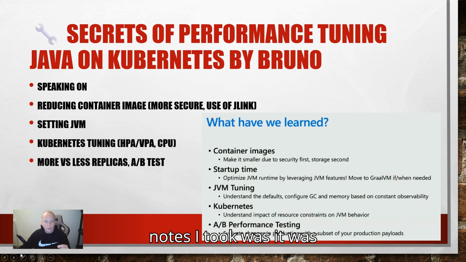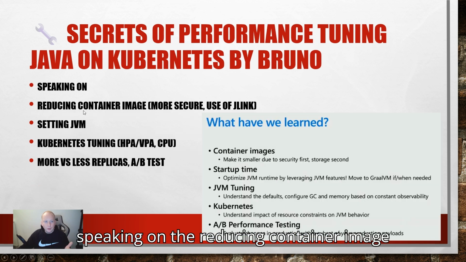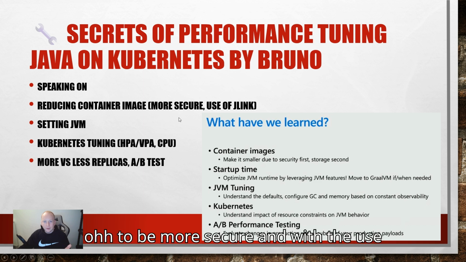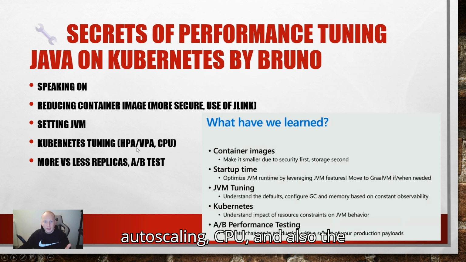And the notes I took were: it speaks about reducing container image size to be more secure, with the use of GraalVM. It speaks also about setting up the JVM on Kubernetes, tuning with HPA and VPA, horizontal and vertical autoscaling, CPU, and also the way to understand that more replicas doesn't necessarily mean it is more performant. And there was A/B testing to show this. And here you have the conclusion of the talk. I let you pause the video and read it yourself.